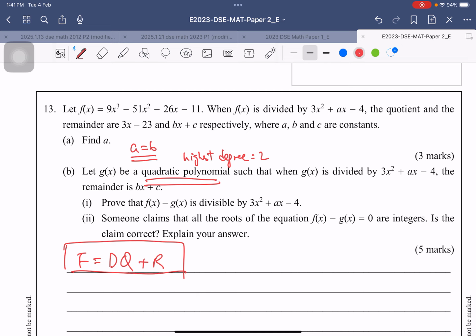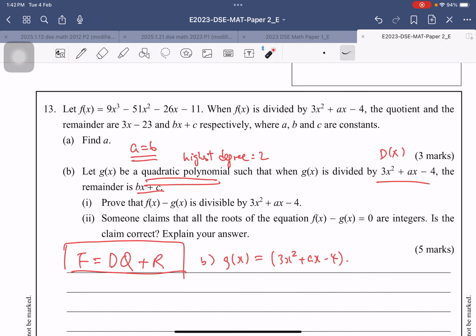So when g(x) is divided by this, this is the divisor, isn't it? And then we have the remainder bx plus c. So that we can write g(x) is equal to what? So g(x) can be written as 3x squared plus ax times the quotient, isn't it?